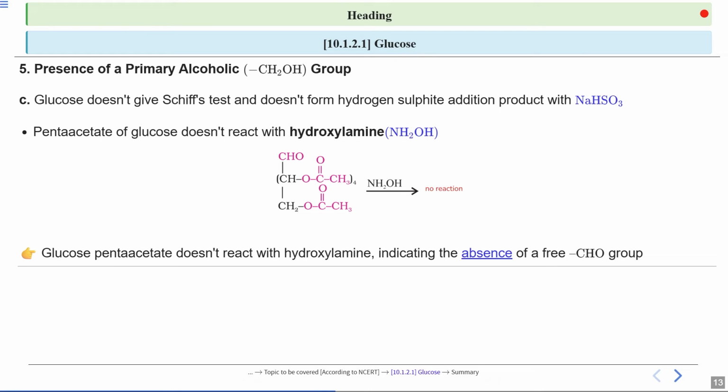Now we can say that glucose pentaacetate not reacting with hydroxylamine shows that there is no free CHO group or aldehyde group present. So this supports the idea that in this form, glucose's aldehyde group is not accessible for chemical reactions.